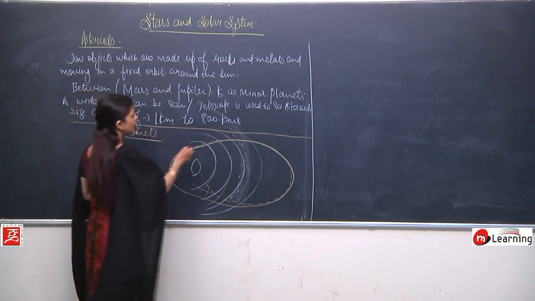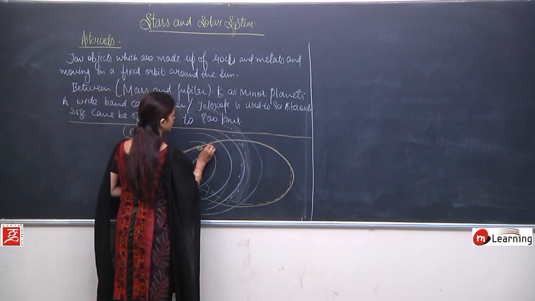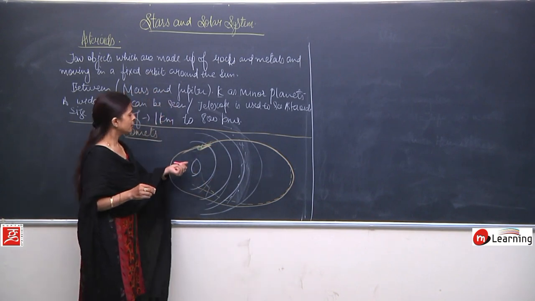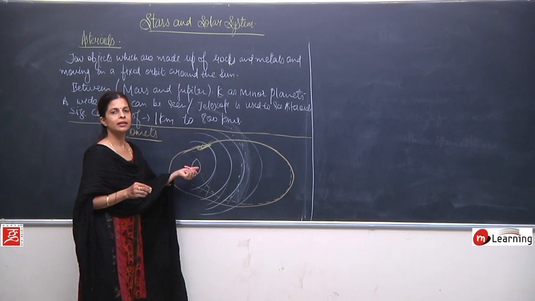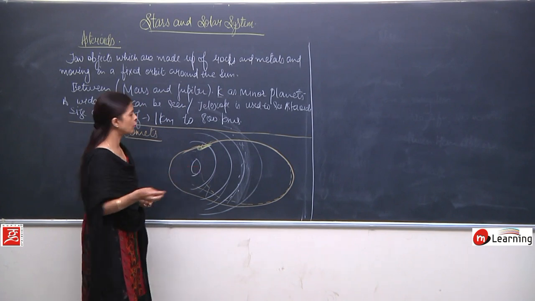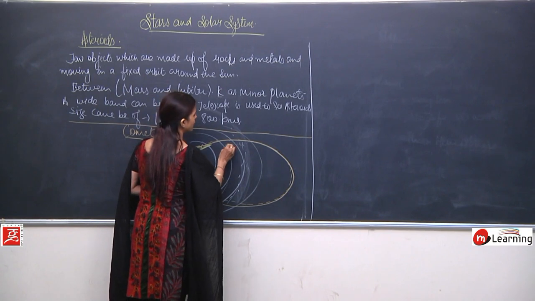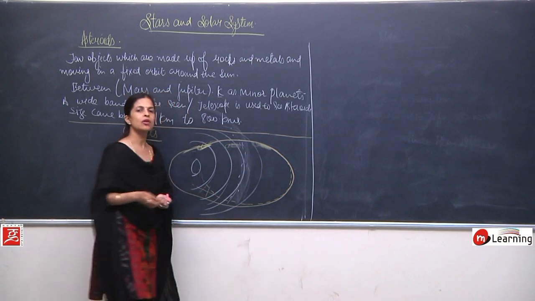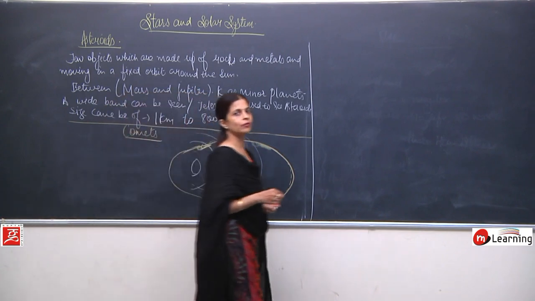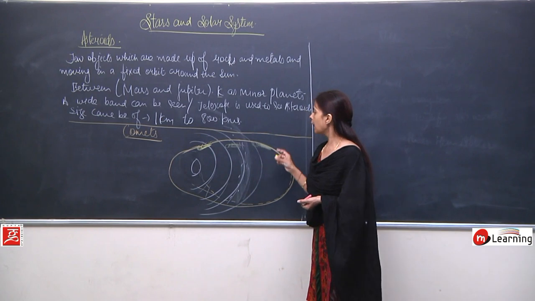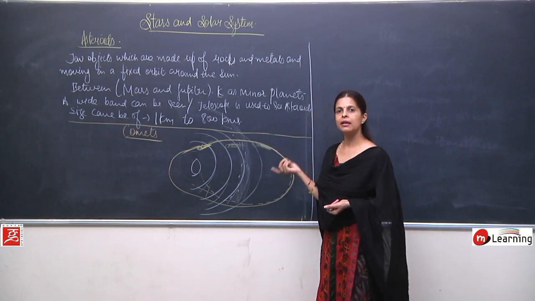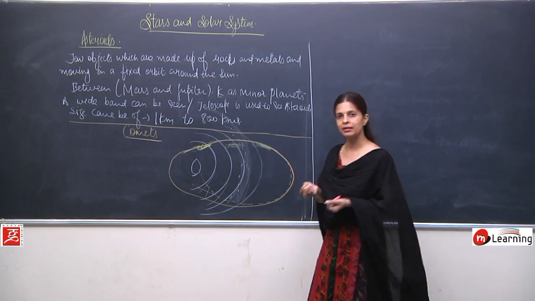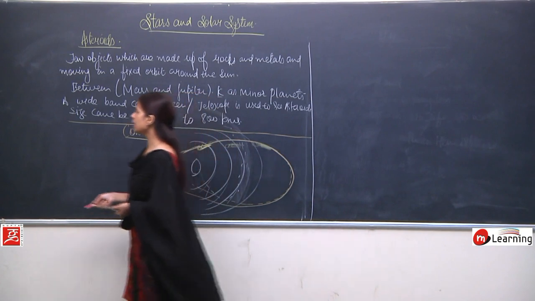Whenever they move, their tail is just opposite when we talk about the sun. The tail will be in the opposite direction of the sun. They will be moving like this, and the tail will be here. So the tail is always in the opposite direction of the sun. And what is this tail actually made up of? The tail is made up of nothing but gases. Different dust particles are there, the gases are there, and all.